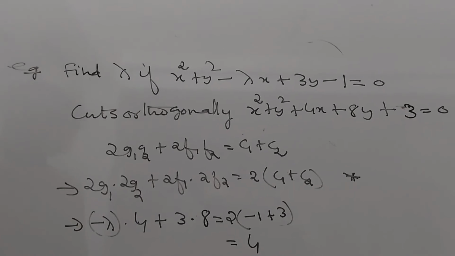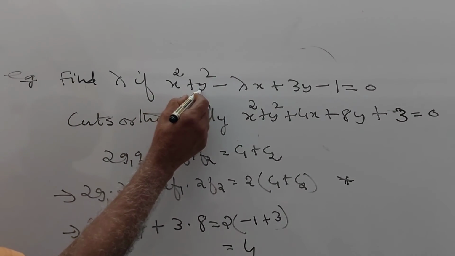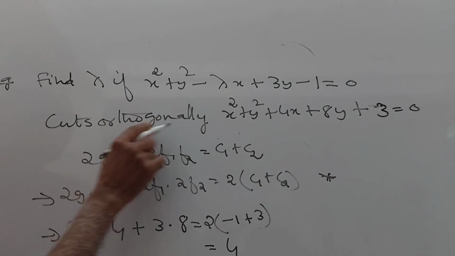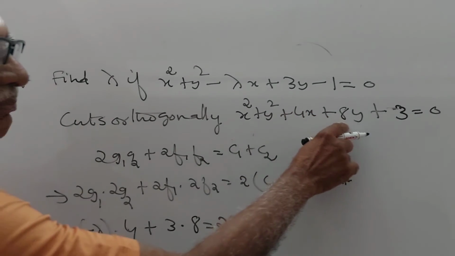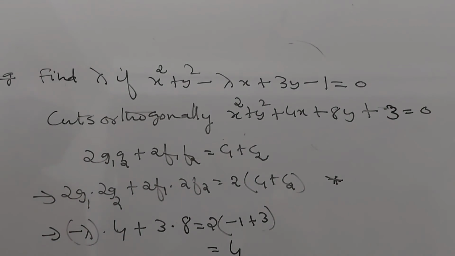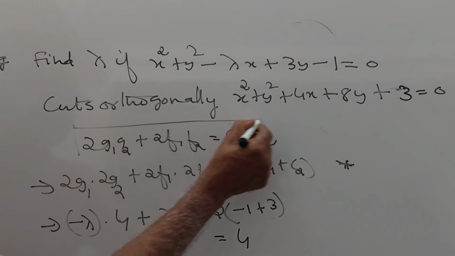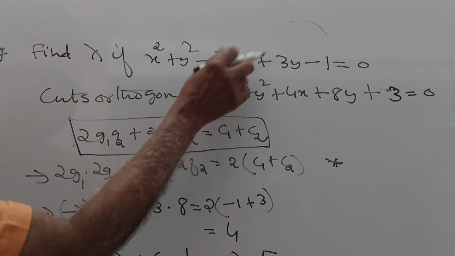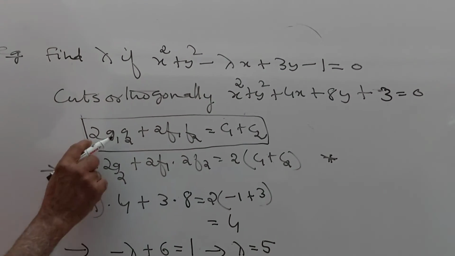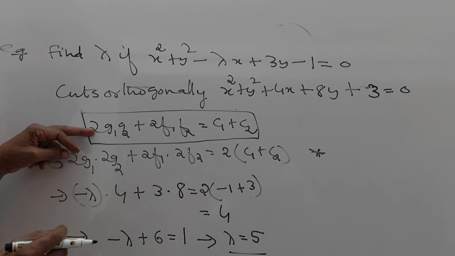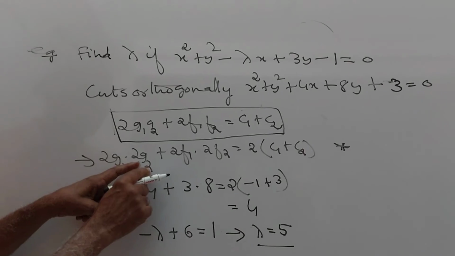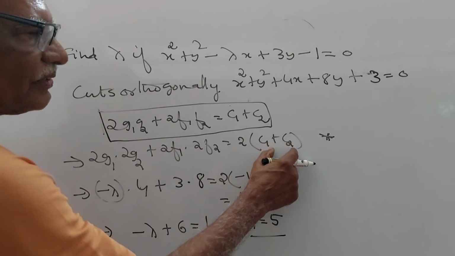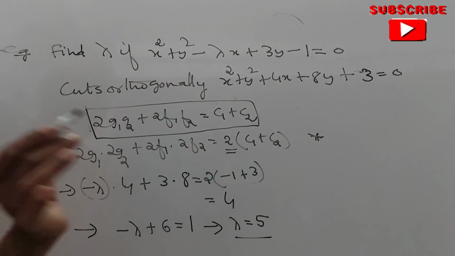We consider an example. Find lambda if x squared plus y squared minus lambda x plus 3y minus 1 equal to 0 cuts orthogonally x squared plus y squared plus 4x plus 8y plus 3 equal to 0. We know the condition is 2 g1 g2 plus 2 f1 f2 equals c1 plus c2. Now you know this is 2 g1, this is 2 g2. So we multiply by 2 for convenience and make the condition in this shape: 2g1 into 2g2 plus 2f1 into 2f2 equals 2 into c1 plus c2. So we multiply by 2, that is all.